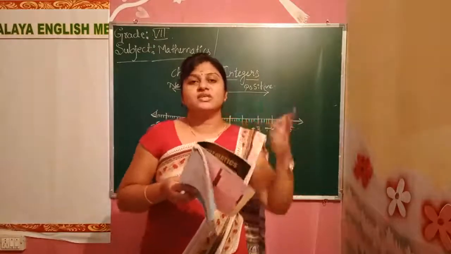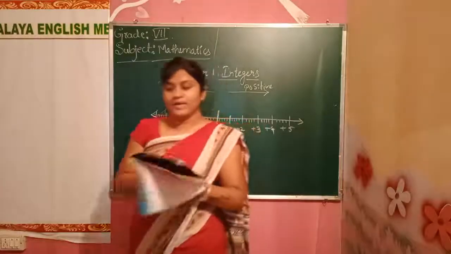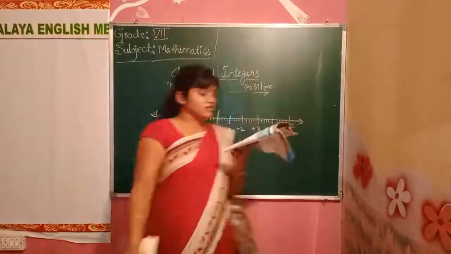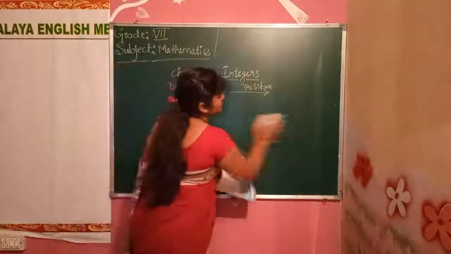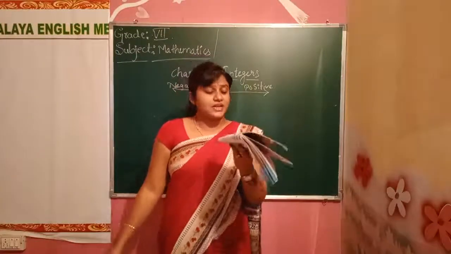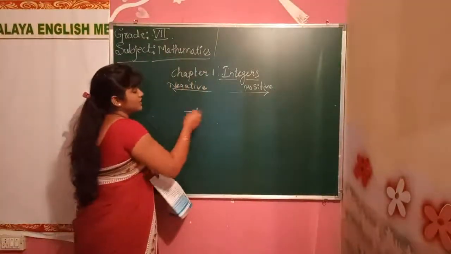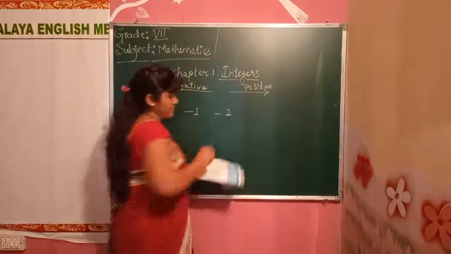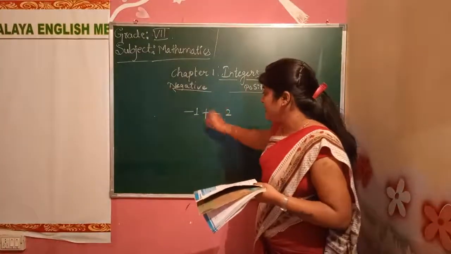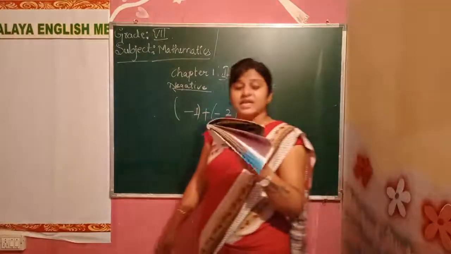Now we'll just recall the main properties once. We will not solve problems on that. First, what we did in the last year, properties. The first property is the addition property: when two negative integers are added, we get a negative integer. For example, if we have -1 and -2, when two negative integers are added, we get a negative integer only.